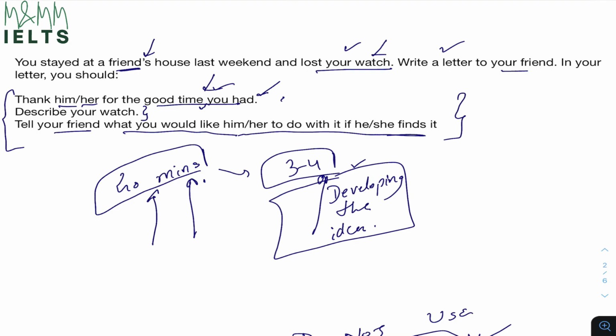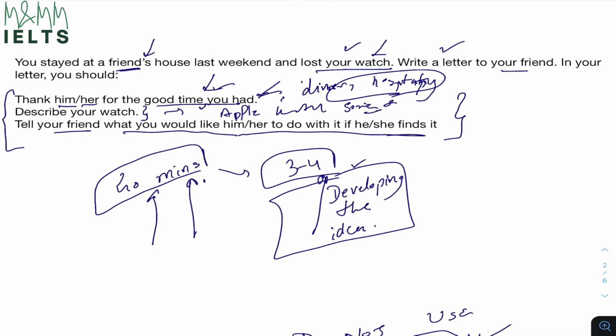In your rough notebook, you can just write down somewhere: thank him or her for the good time you had. You can mention a lovely dinner, the dinner was good, the hospitality was good. Describe your watch. I'll go with the Apple Watch. What's the recent one that's launched? I think Series 8. I'll go with that. Tell your friend what you would like him or her to do with it if he or she finds it.